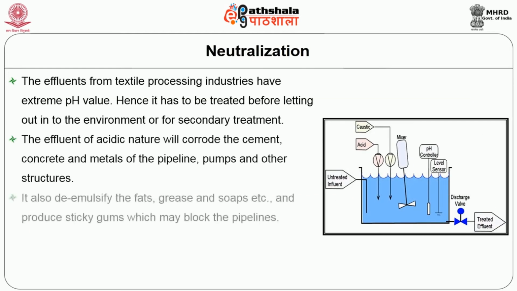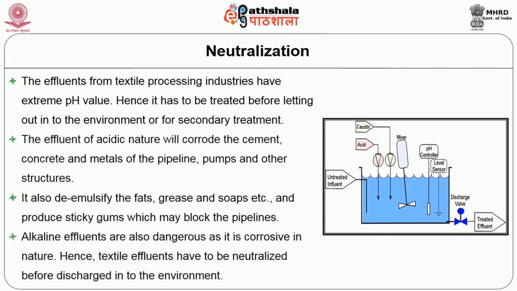Neutralization. The effluents from textile processing industries have extreme pH value. Hence, they have to be treated before letting out into the environment or for secondary treatment. The effluent of acidic nature will corrode the cement, concrete and metals of the pipeline, pumps and other structures. It also de-emulsifies the fats, grease and soaps etc. and produces sticky gums which may block the pipelines.